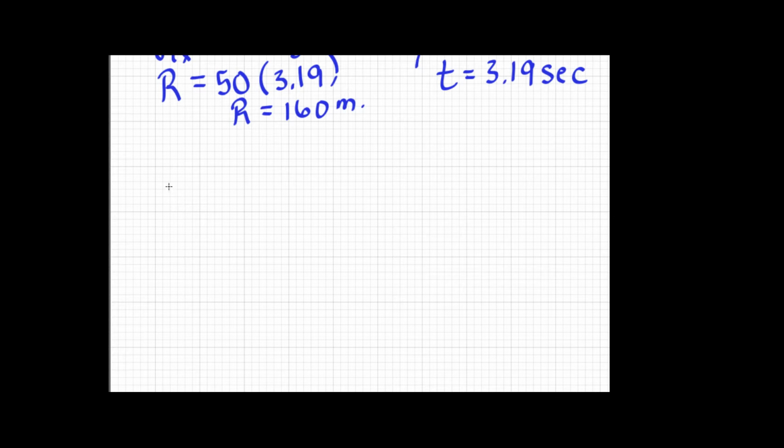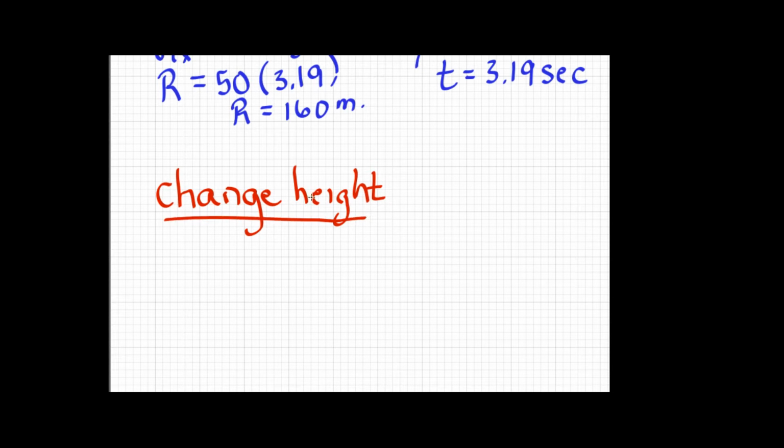All right, we're going to go ahead and change the height and see what changing the height does to the range. All right, so now in this one, let's make the initial velocity 30 meters per second. And I'm going to make the height 40 meters, so I'm going to make it lower.